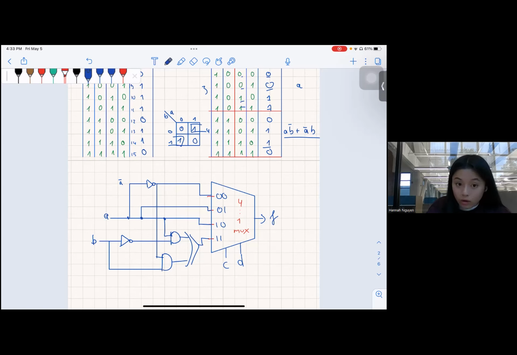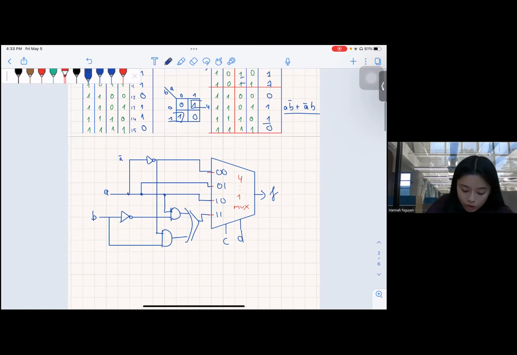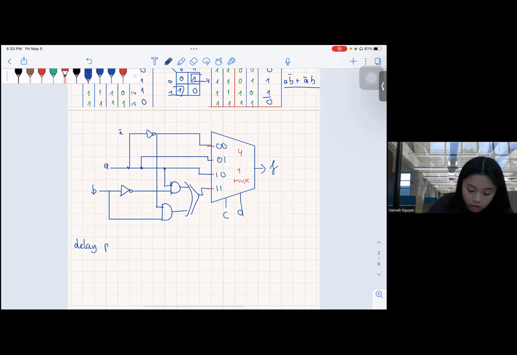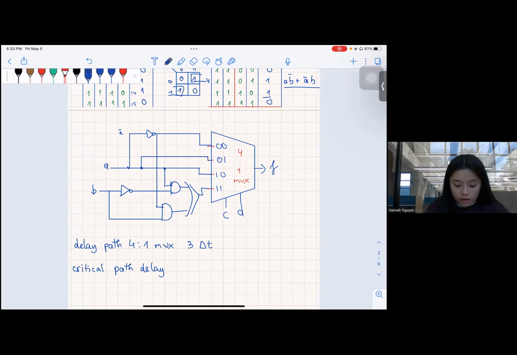And then I have to calculate the delay path. The delay for the 4x1 multiplexer is 3 delta T. So the critical path delay, you can see right here is 3 delta T, and here is 3 delta T. So 3 delta T plus 3 delta T is equal to 6 delta T.